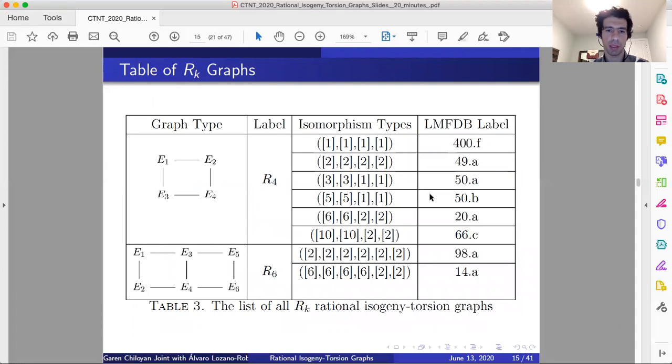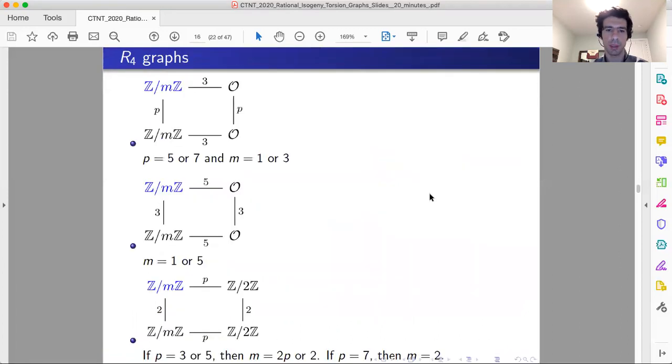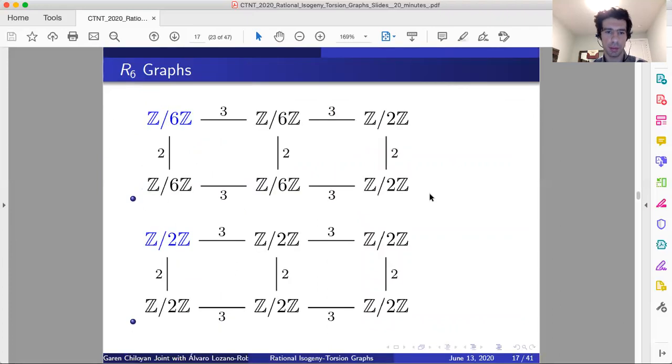These are examples of all the rectangular graphs. So R4 means 4 vertices, R6 means 6 vertices, etc. These are the pictures of all the R4 graphs. These are pictures of all the R6 graphs.